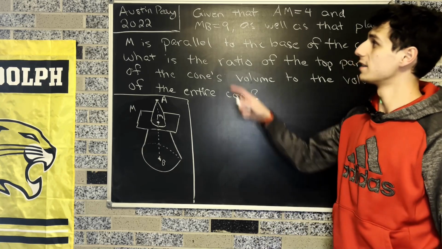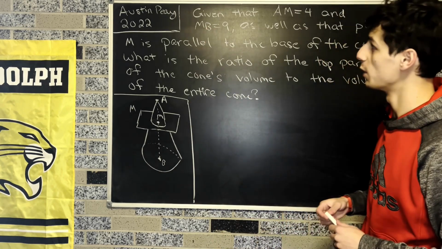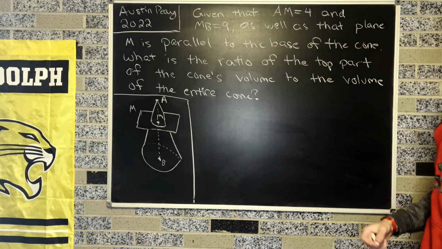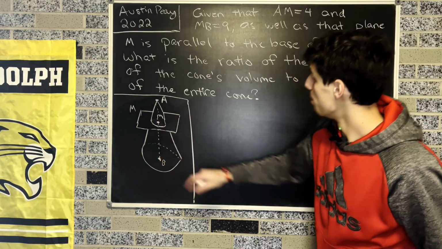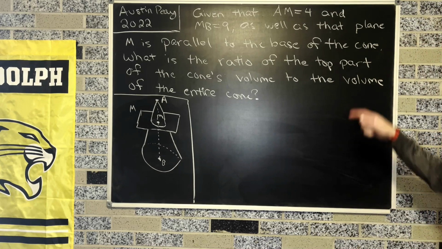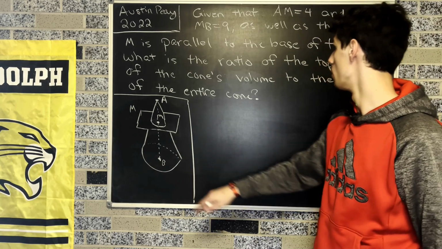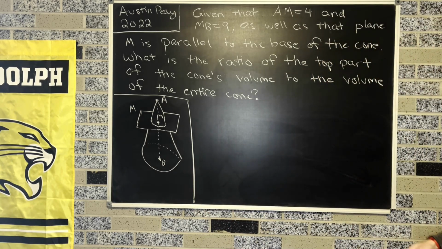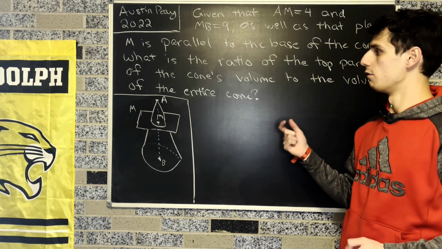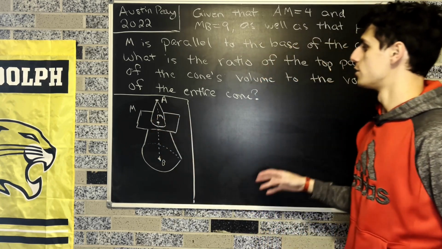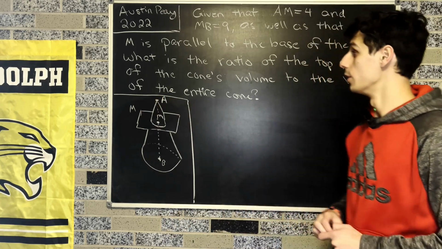Today's problem comes from the Austin P math competition in the year 2022. We're given that this line segment AM is equal to 4 and the bottom line segment MB is equal to 9. We're also told that the plane capital M is parallel to the base of this big cone, and it asks us to find the ratio of the volume of the top part of this cone, so this short cone here, to the volume of the entire cone.